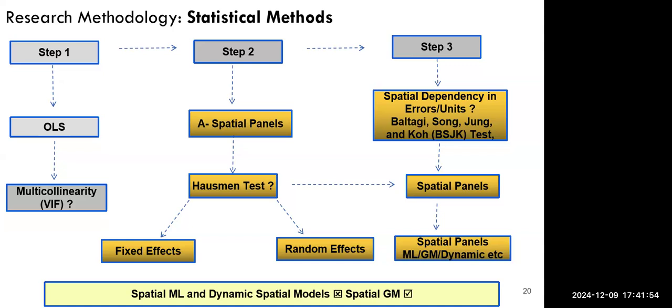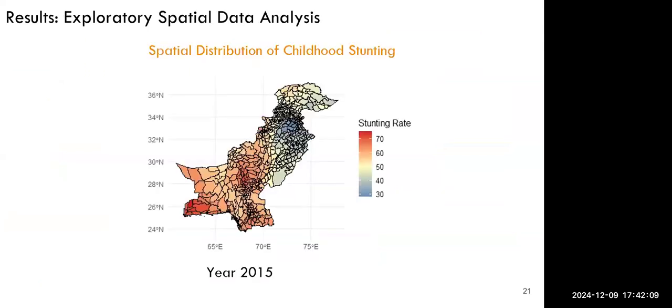So here I'm going to present only spatial results, so fixed effects, random effects, and pooling. And then I'm going to present spatial panel results, but from GM estimations or GM methods. But before that, let's try to see some spatial distribution of childhood stunting. And this is for the year 2015.